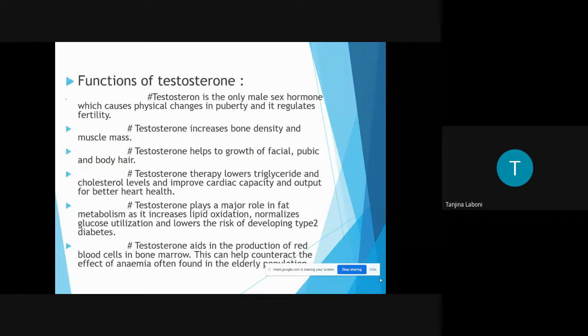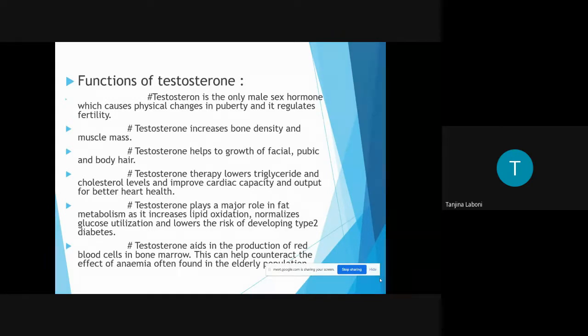Then I will discuss the functions of testosterone. Testosterone is the male sex hormone which causes physical changes in puberty, and it regulates fertility. Testosterone increases bone density and muscle mass. It helps the growth of facial, pubic, and body hair. Testosterone therapy lowers triglyceride and cholesterol levels and improves cardiac capacity and output for better heart health.